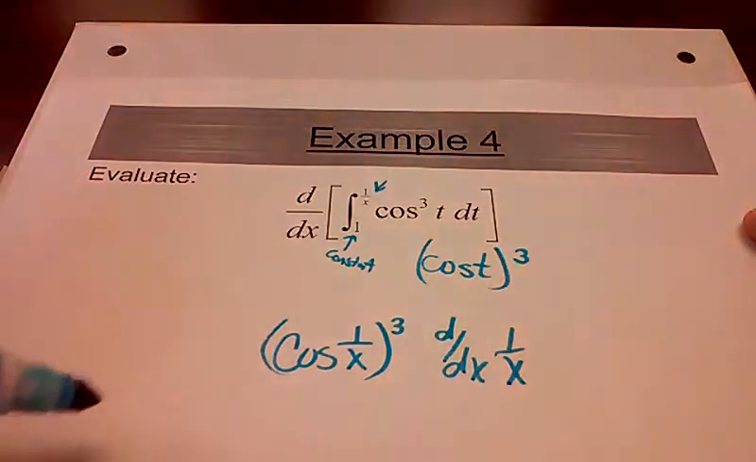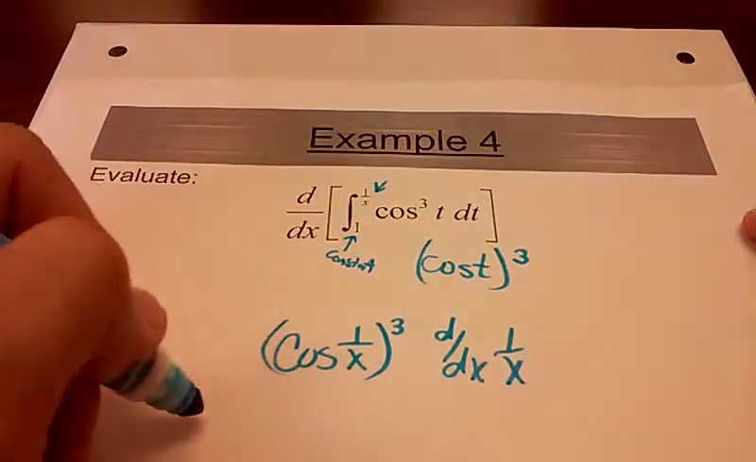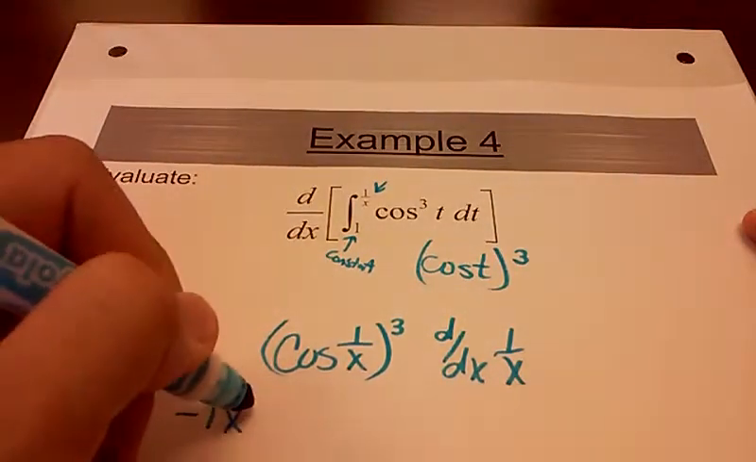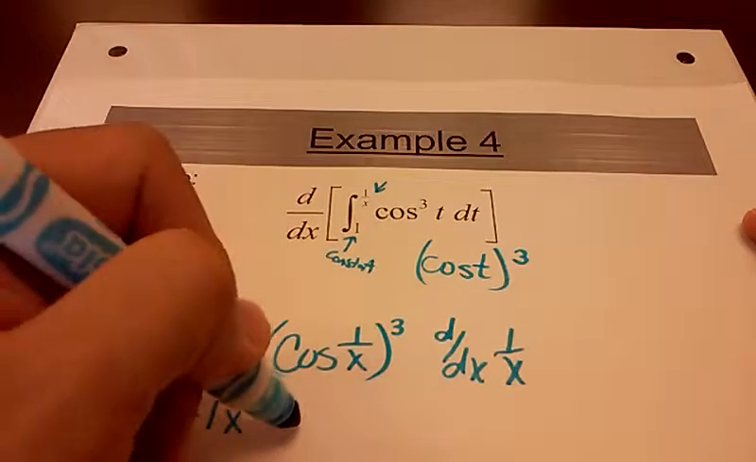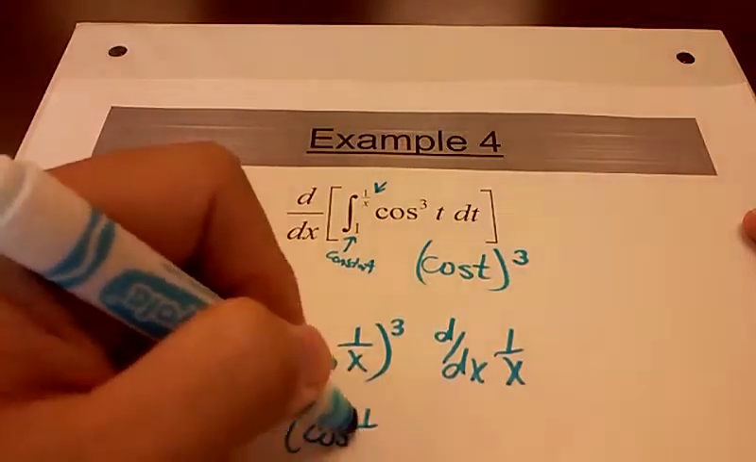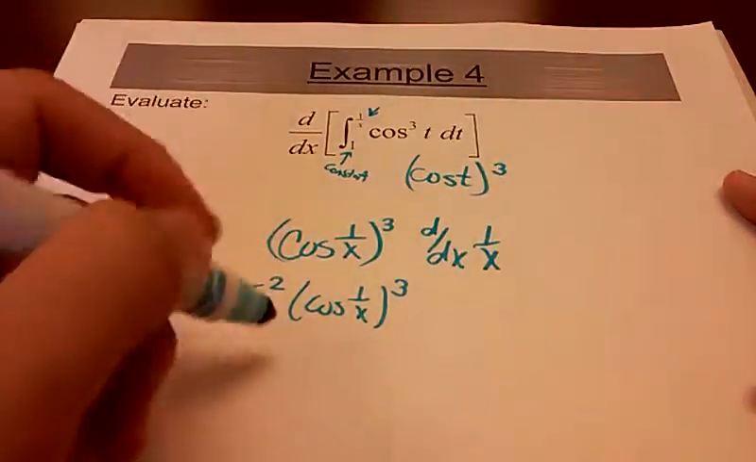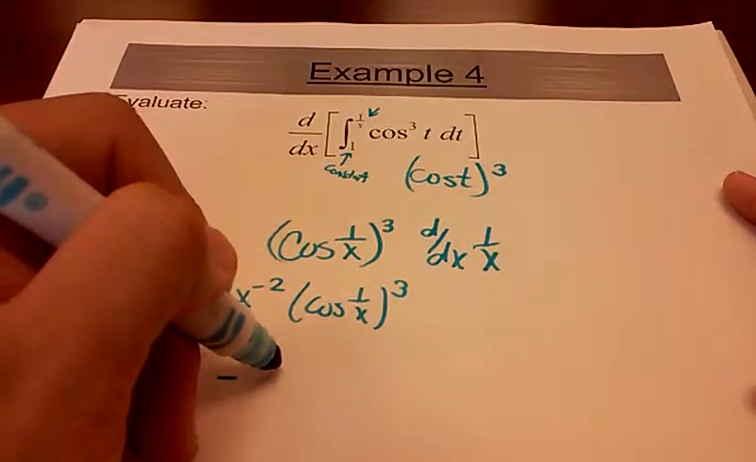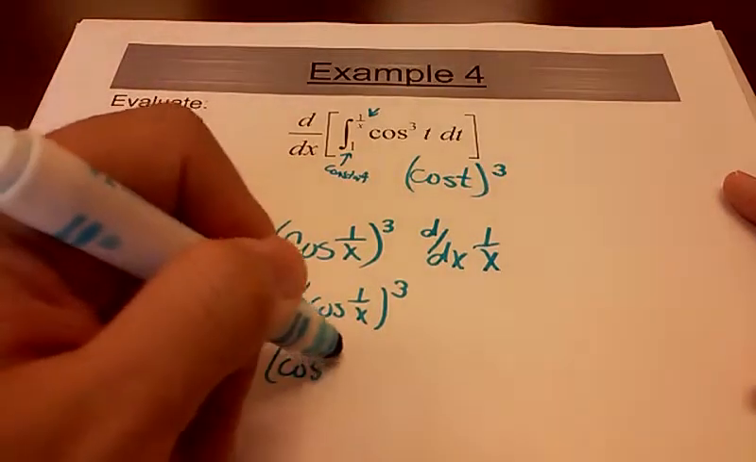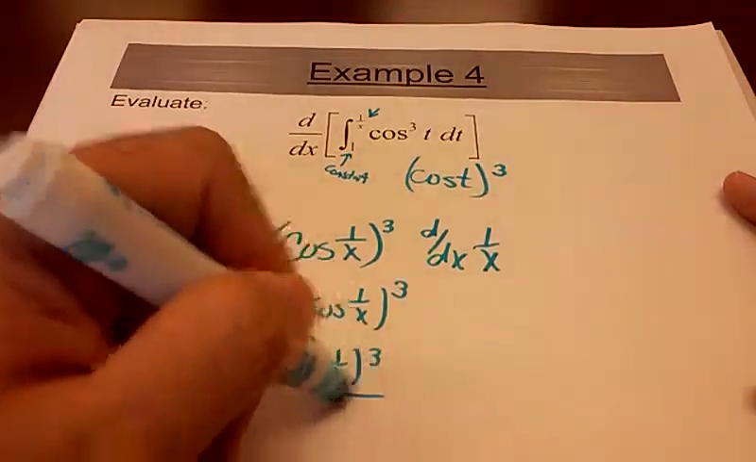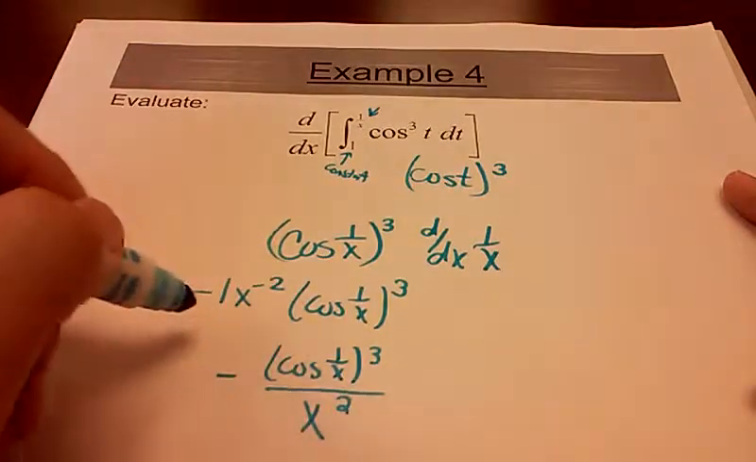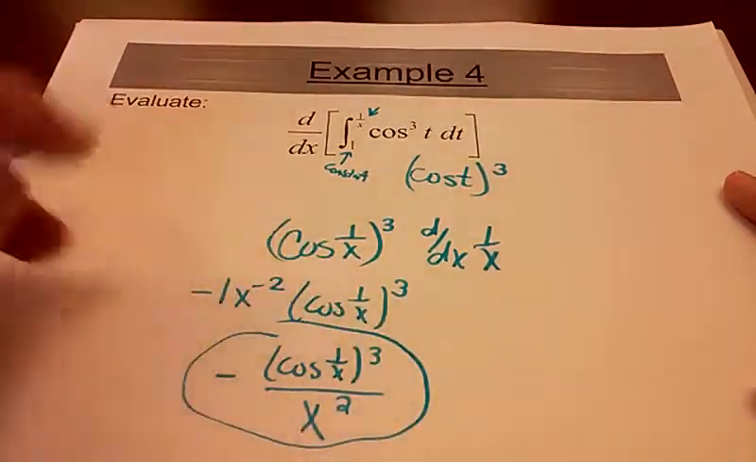The derivative of 1 over x would be negative 1 x to the negative 2, and then this is cosine of 1 over x, cubed. Now, you could leave it like that. However, I'm just going to clean this up a little bit and say my answer is going to be negative cosine of 1 over x, cubed, over x squared. And that would be the answer.